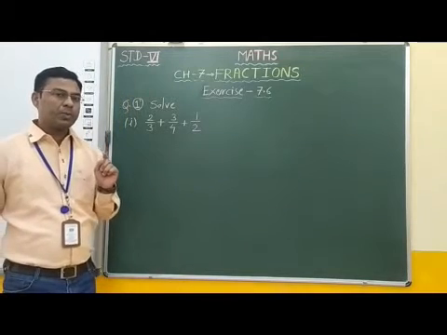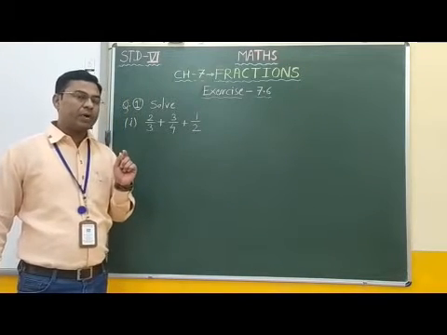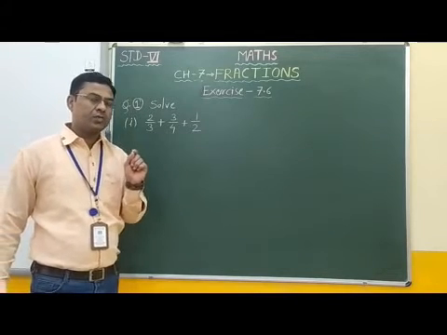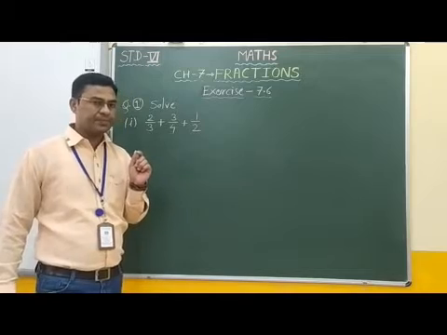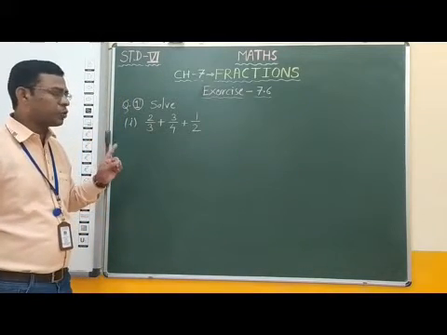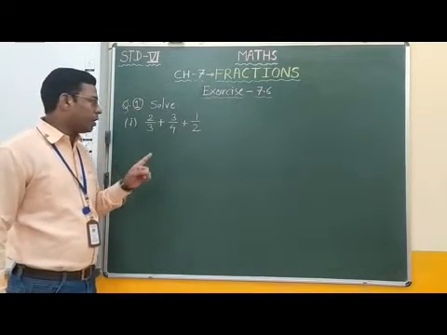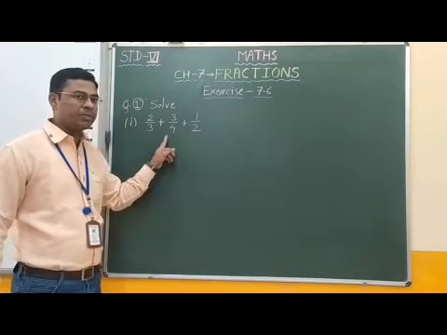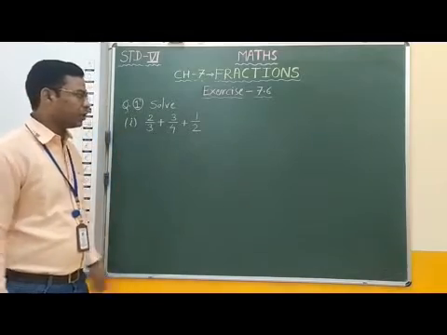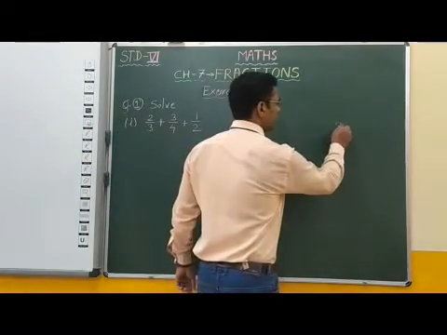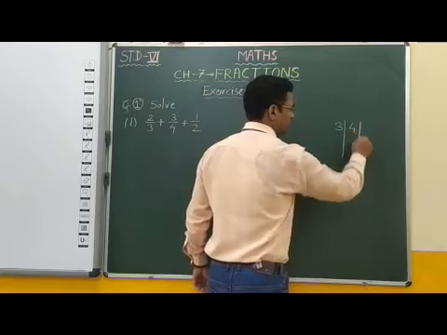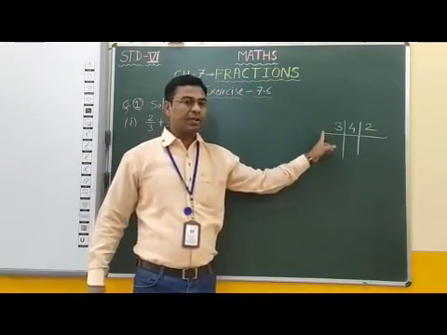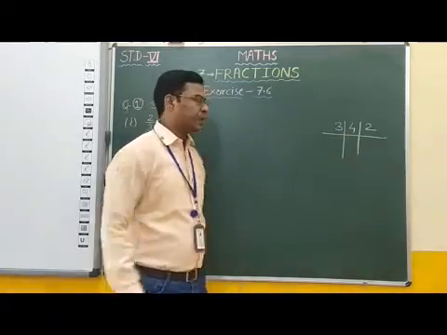Students, first of all we have to write equivalent fractions of these three unlike fractions with same denominator. Therefore for this we have to find out LCM of 3, 4 and 2, that is LCM of denominators. Therefore we can write here 3, 4, 2. Therefore we have to find out LCM of 3, 4 and 2.